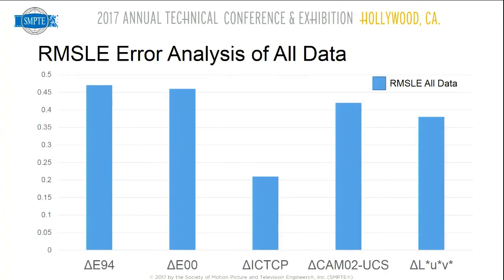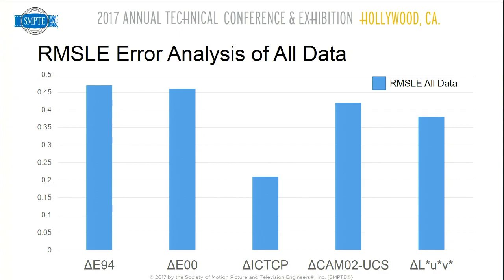And that plot is shown here, and now we've brought in all of our other 3 metrics as well. And we're looking at the ΔE series on the left, ΔICTCP, ΔICTCAM02 UCS, and then on the right, the ΔLu*v*, that's the EBU grade 1 tolerance specification. And what we find with RMSLE is that ΔICTCP is the best performing metric, because here a low number is a better performing metric.